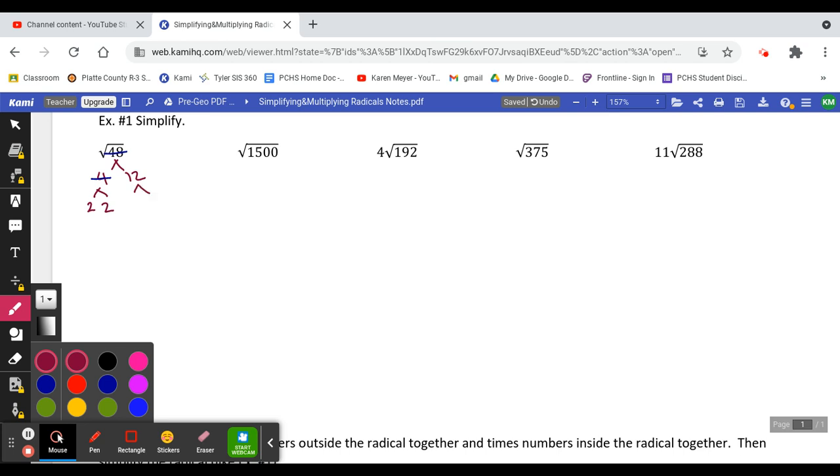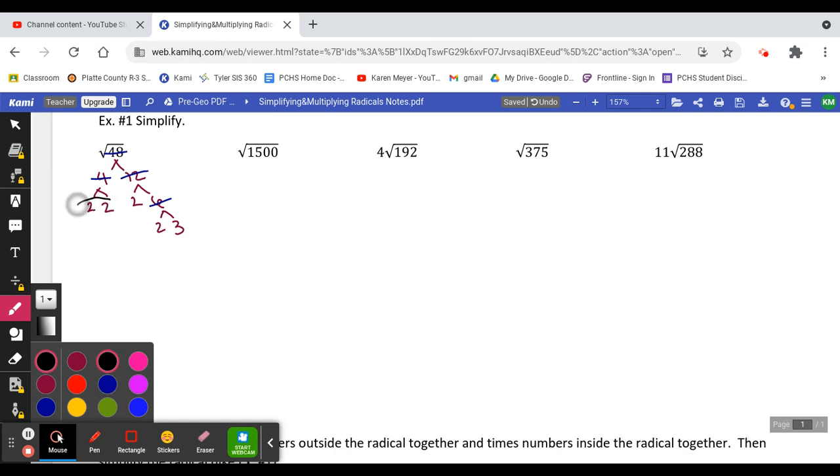12 can be broken down into 2 and 6. I'm going to put a line through 12 because I broke that down. Can't use that anymore. 2 doesn't break down, but 6 will. 6 will break down into 2 and 3. I'm going to put a line through 6 because 6 broke down. Can't use it. And then 2 and 3 don't break down, so I'm done. So remember, square root means I'm looking for 2 of the same number.